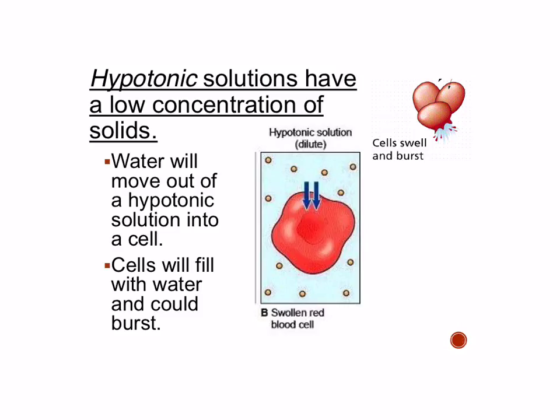If a cell is placed into a hypotonic solution, it means it's dilute, okay? It's not got very many solids. Water will move into the cell. Water will move in because there's more solids inside than outside, so water will just move in. Oftentimes, cells will swell up and might even break apart because of a hypotonic solution.